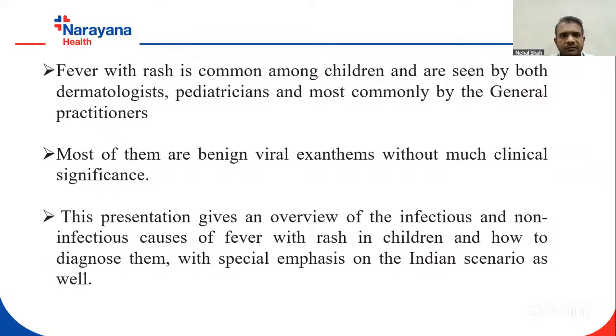So fever with rash is the most common problem that we come across in children, in our OPDs. It is commonly seen by dermatologists, pediatricians, and most commonly the first point of contact for most people, the general practitioners. Now, most of them are viral exanthems, which are of little clinical significance. They are mainly self-limiting. They do not need much. But what we need to know is differentiating the point where they are significant versus not significant.